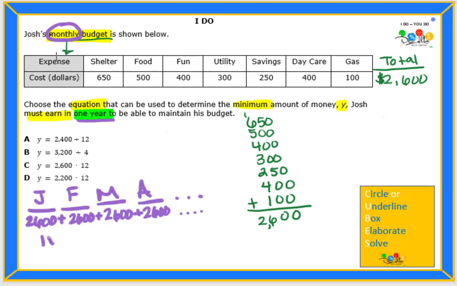So since 1 year has 12 months, we can take 2,600 times 12 to figure out what he needs for his budget in a whole year.